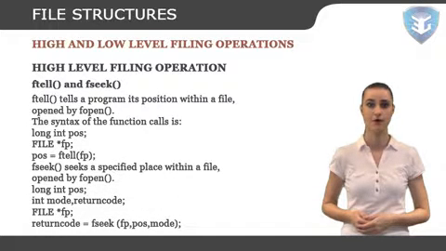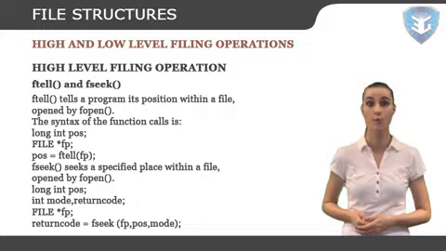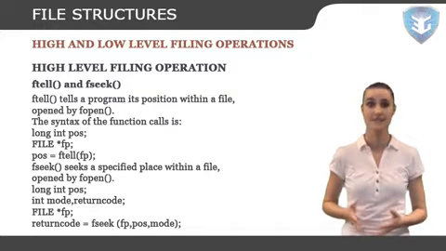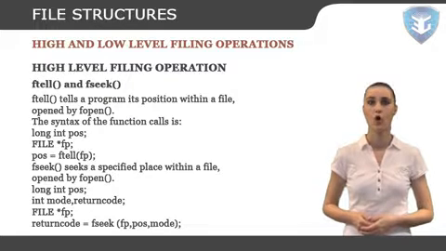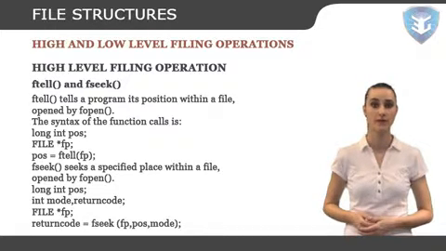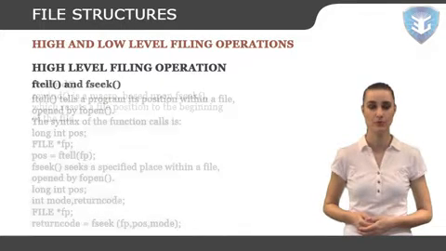ftell and fseek functions. ftell() tells a program its position within a file opened by fopen(). The syntax of ftell() is as shown here. fseek() seeks a specified place within a file opened by fopen(). The syntax of fseek() is shown here. Normally high-level read-write functions perform as much management over positions inside files as the programmer wants, but in the event of their being insufficient, these two routines can be used.